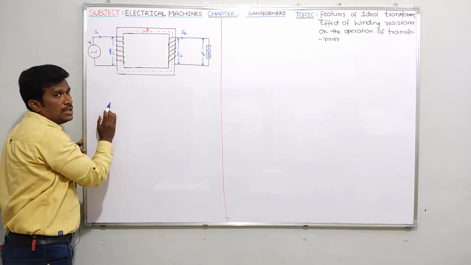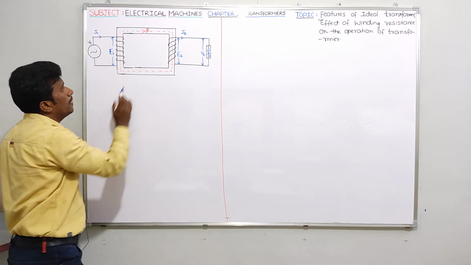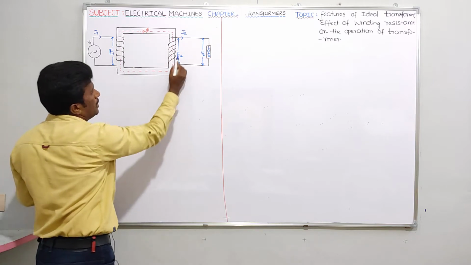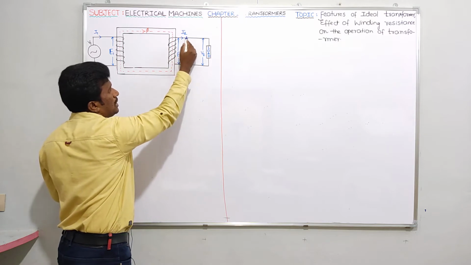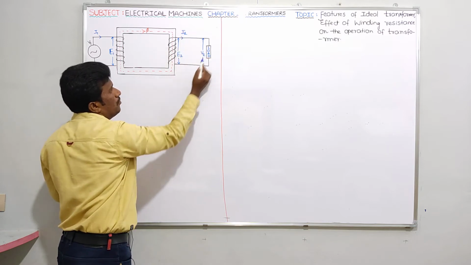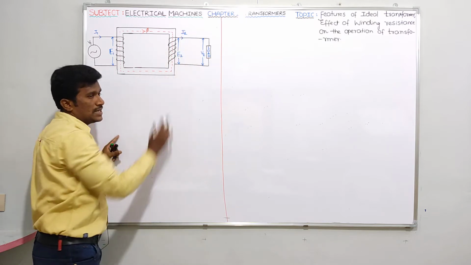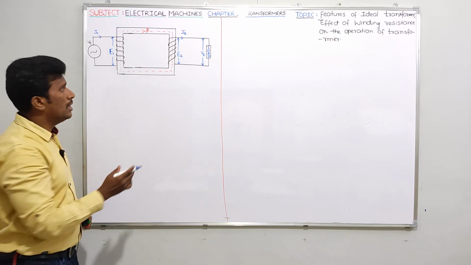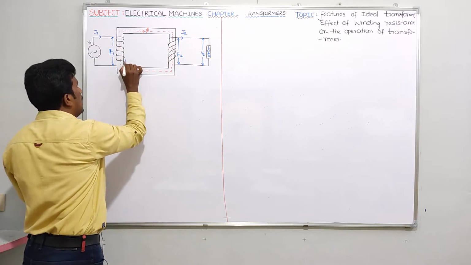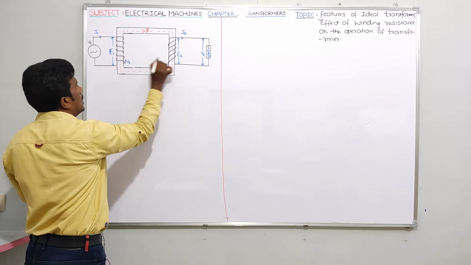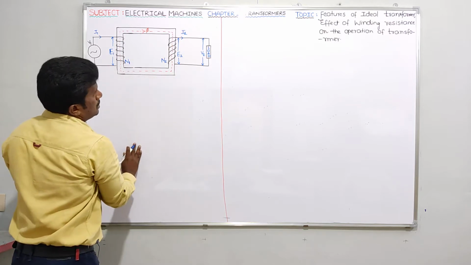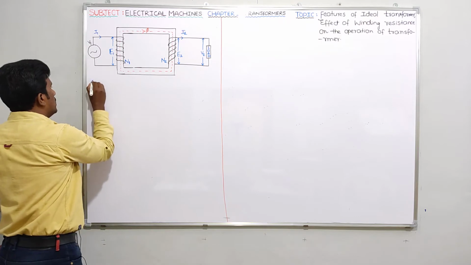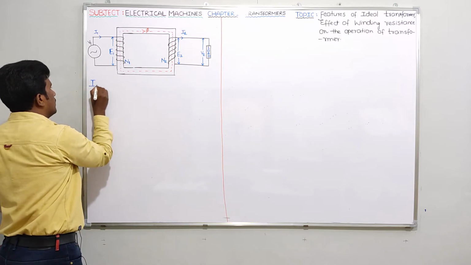E1 is the primary winding induced EMF. Phi means core flux. E2 means secondary winding induced EMF. I2 means secondary winding current, or secondary side current. V2 means load voltage. Okay, and let me take primary winding having number of turns N1, secondary winding having number of turns N2. Okay, so please tell me guys, what are the features of ideal transformer?